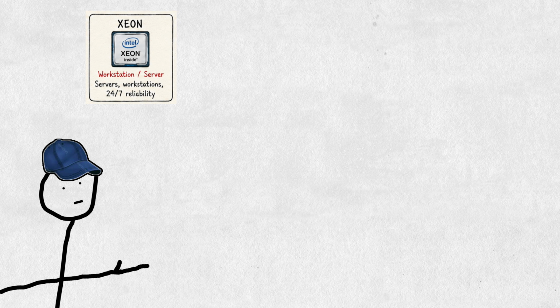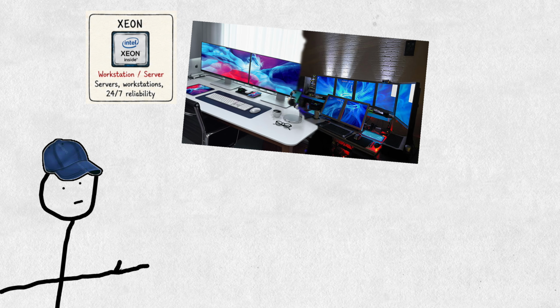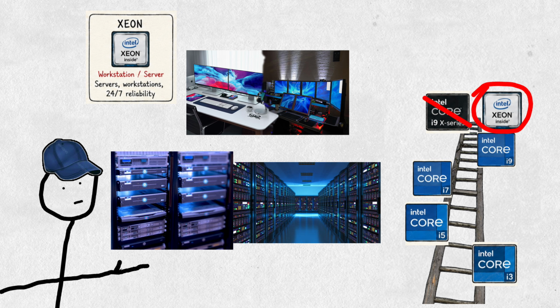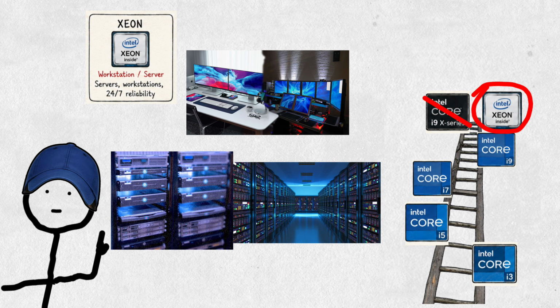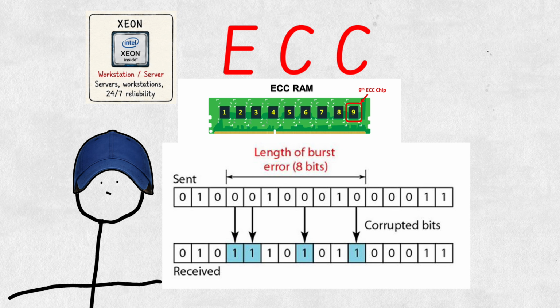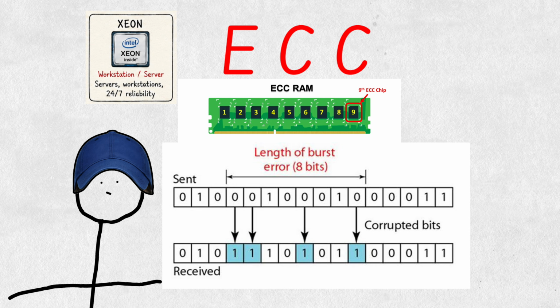Xeon is Intel's processor family for workstations, servers, and data centers. It runs parallel to the consumer lineup but is built for entirely different requirements. The key difference comes down to four things. ECC memory support. Error correcting code memory detects and fixes memory errors automatically. In consumer computing, a rare memory error causes a crash or a glitch. In a server running financial transactions or medical data, that same error is unacceptable.